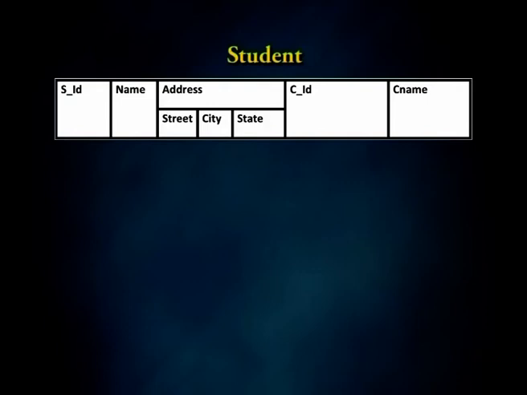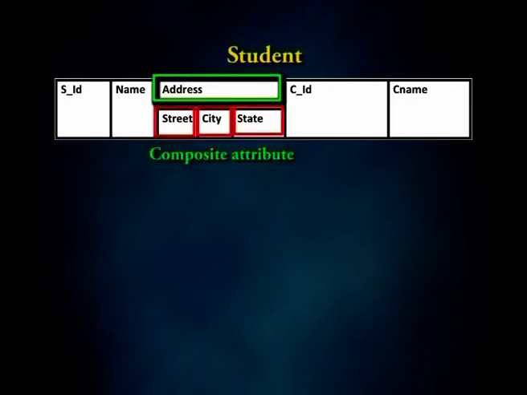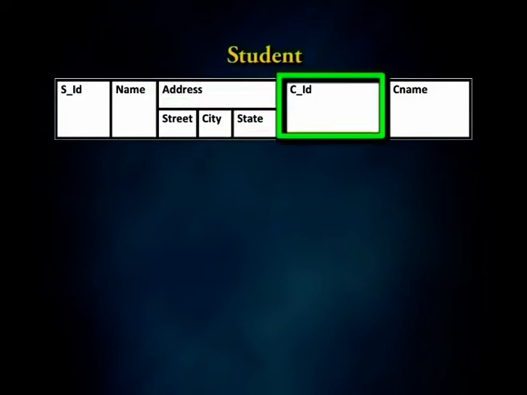So, consider a relation student with attributes SID, name, address, CID, CNAME as shown. In this relation, SID is the primary key attribute and address is a composite attribute that consists of the simple attributes street, city and state. Also, each course has a unique course ID and any student can enroll in any course.